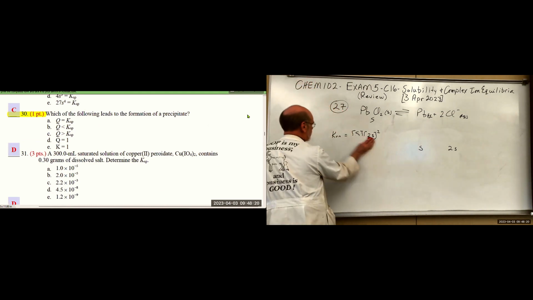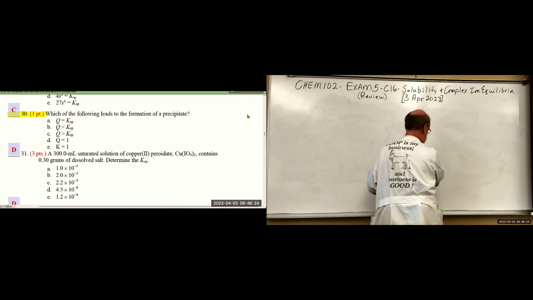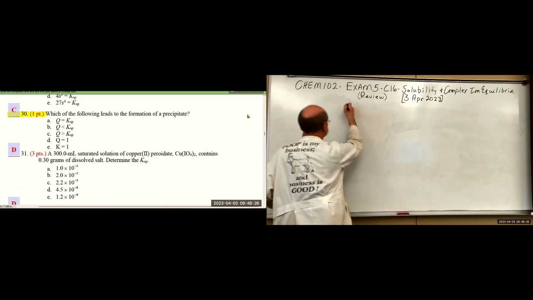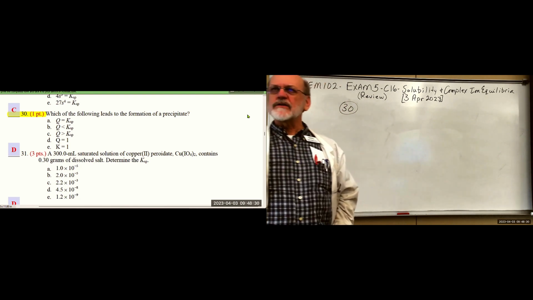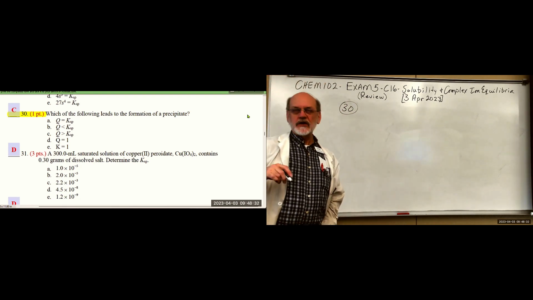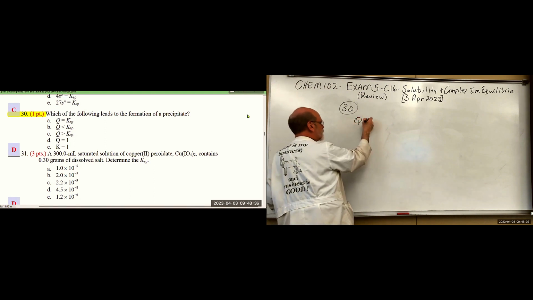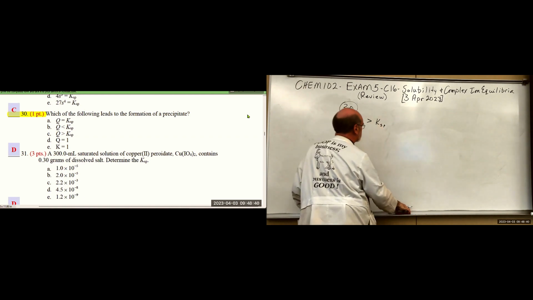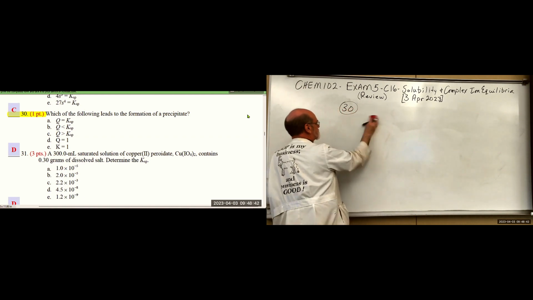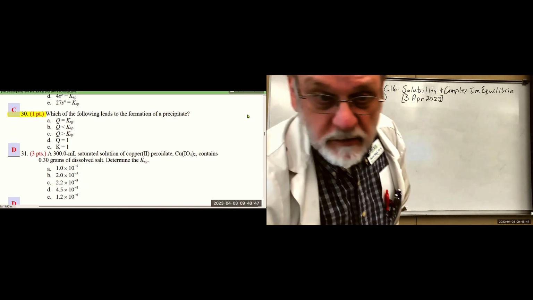30. I mean, 30 looks like a definition. Which of the following leads to the formation of precipitate? Q greater than KSP. If Q calculated is greater than KSP, you'll get a precipitate. So we can move to the next one.